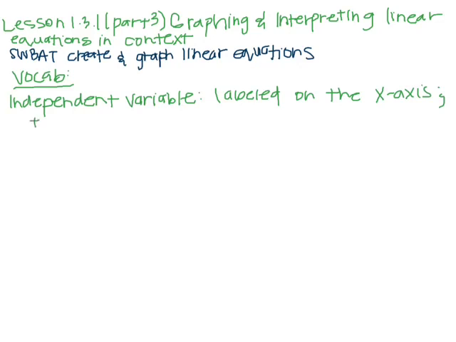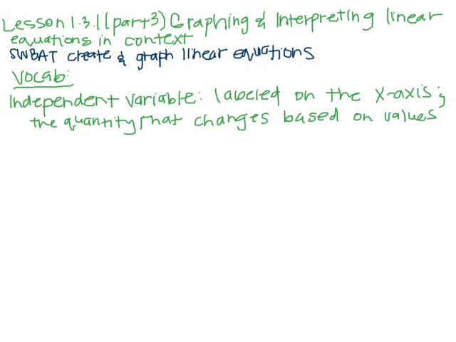And the independent variable is the quantity that changes based on values chosen. What that means is that this number is only going to change if you decide you want to use a different number. So our independent variable is our x. An example of that would be like time. As you can't really change time, but you can choose how much time you want to go by and then see what the effect of that would be.